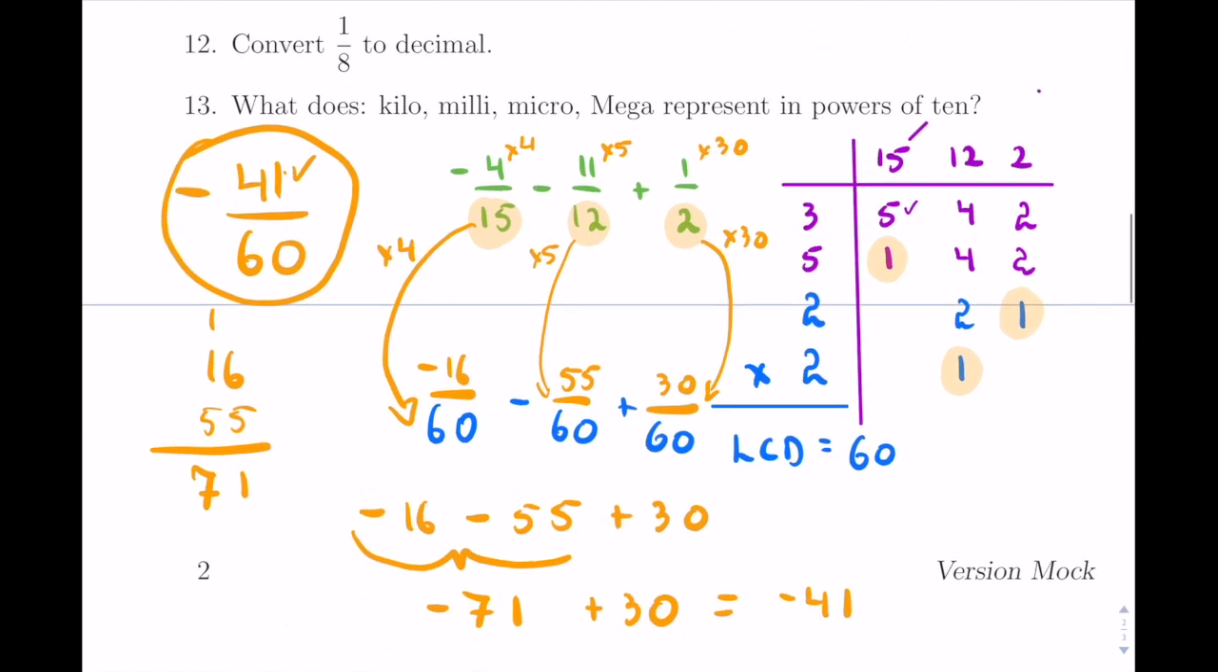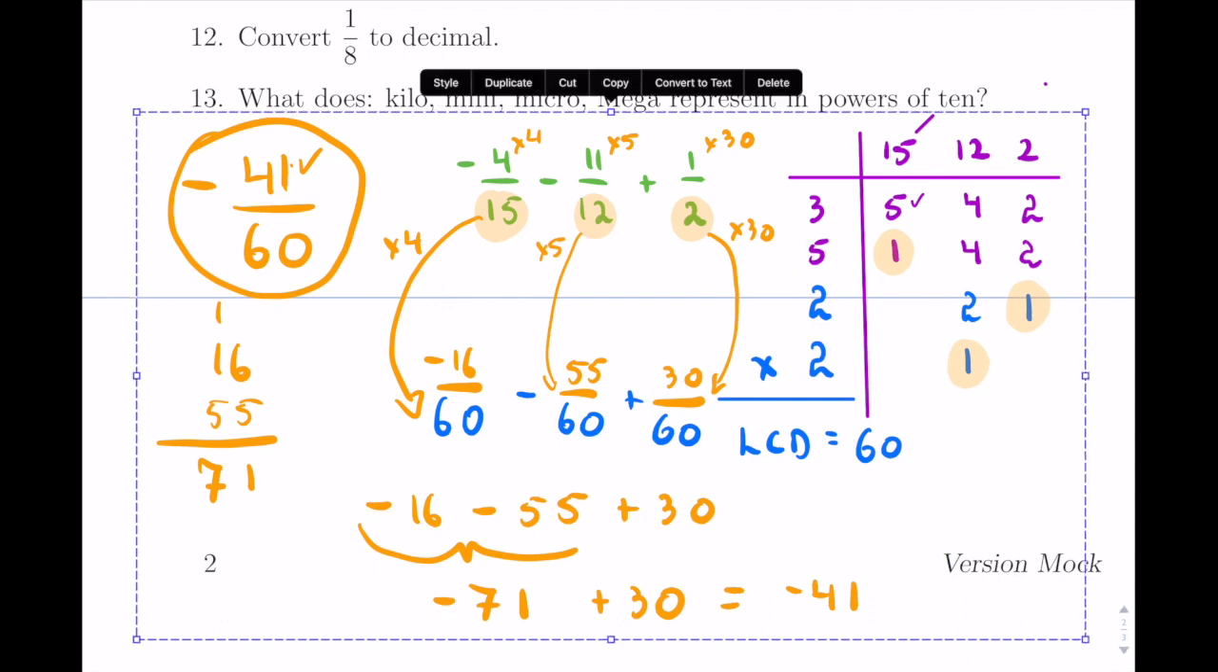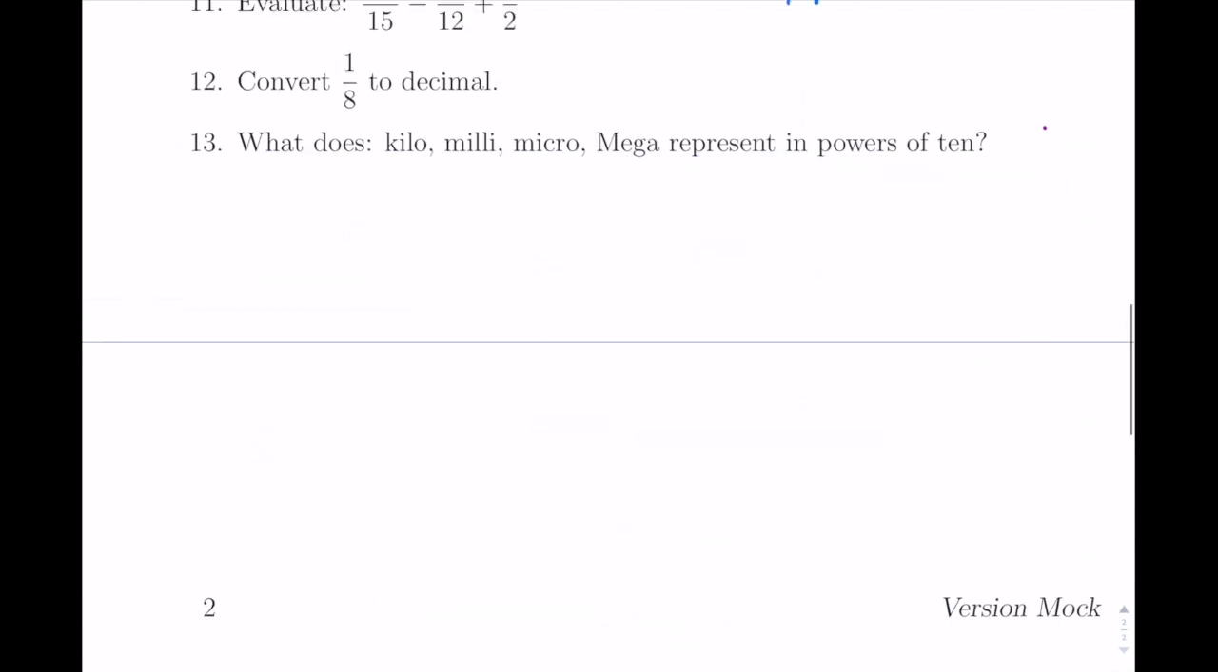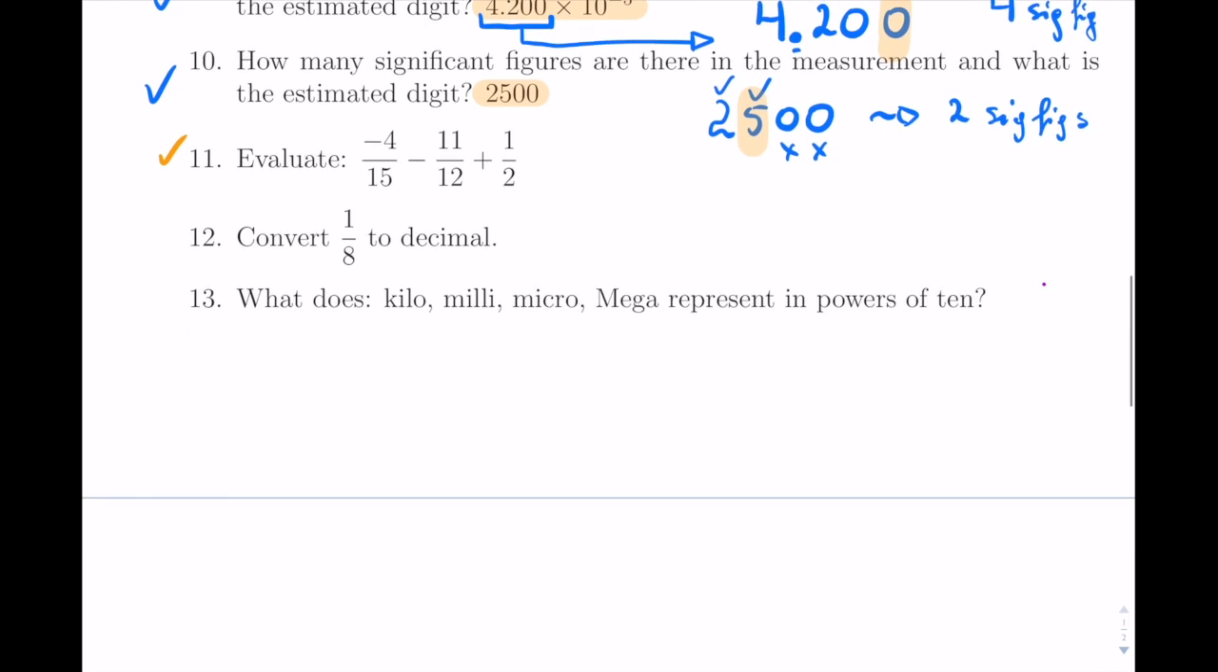Okay, let's take a look at question 12. So now for question 12, I have 1 over 8, and I want to convert this to a decimal. So much shorter question than the previous one. 1 over 8 to decimal, I have to do long division. So I just have to divide. Okay, so this is not always fun, but we can do the division.